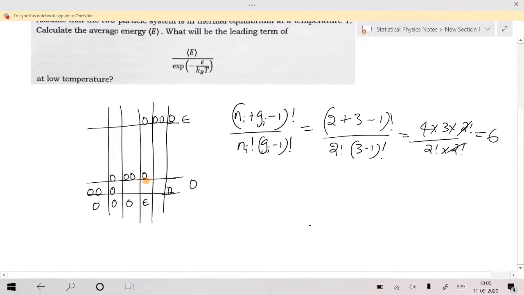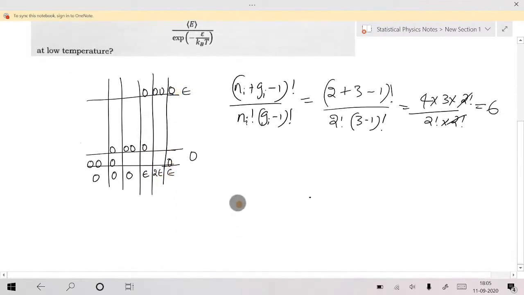Now again, one here, energy E; both here, energy 2E; one here, energy E again. Now your partition function for the total system is Z equal to 3 e power 0, that is 3 times, plus 2 times e power minus beta E, plus 1 times e power minus 2 beta E. This is your partition function.